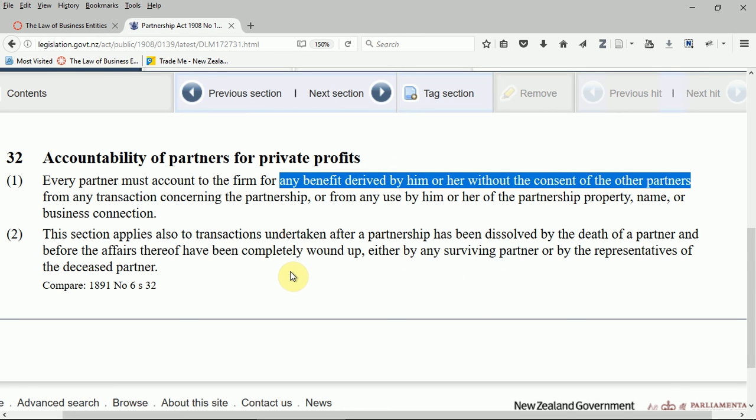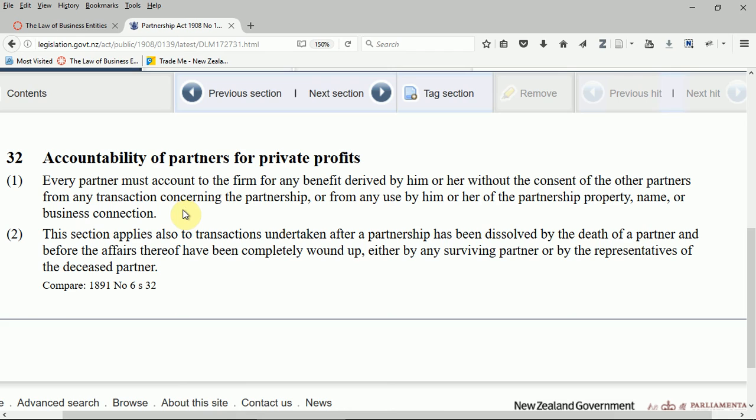So receiving payments from creditors is obviously a private profit if it's not disclosed. Any gratuities, meaning gifts from suppliers, any benefit is a secret profit or private profit which must be disclosed and accounted for to the partnership. It can also be a criminal action under the Secret Commissions Act.